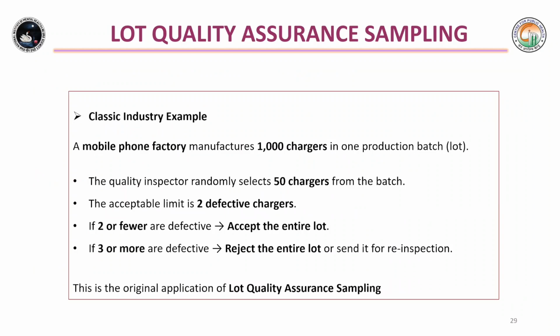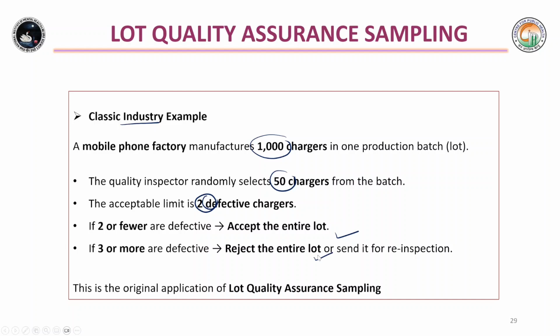So let's first understand the original industry example. Suppose a mobile phone factory manufactures 1,000 chargers in one production batch, which is a lot, and the quality inspector randomly selects 50 chargers for inspection. The factory has already decided that a maximum of 2 defective chargers is acceptable. If the inspector finds only 1 or 2 defective chargers, the entire batch is accepted. But if 3 or more are defective, the manager will reject the entire lot or send it for reinspection.